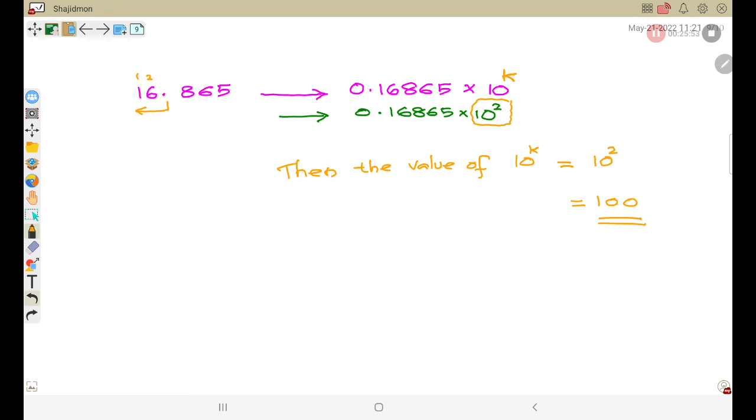So like that, in different ways we can ask questions from normalized decimal form. I hope all of you understood the ideas from this section.